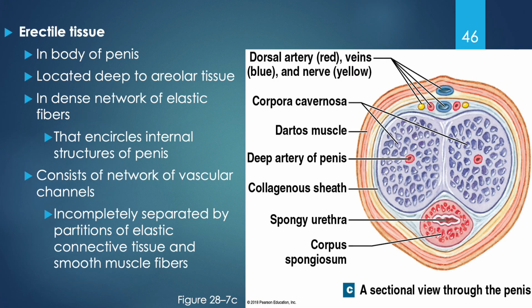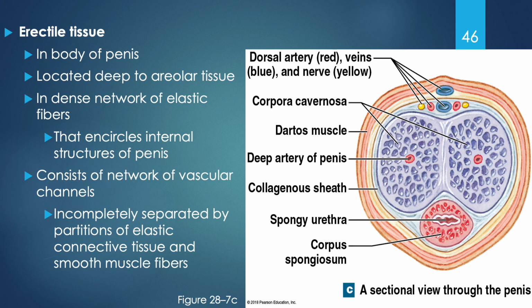The majority of the tissue in the penis is composed of erectile tissue within 3 separate cylindrical columns of tissue. And so this erectile tissue is present in the body of the penis, deep to the areolar tissue, which allows for movement, and it's within a dense network of elastic fibers that encircles the internal structures of the penis. So this consists of a network of vascular channels that are separated by these partitions, to some extent, of elastic connective tissue and smooth muscle fibers.